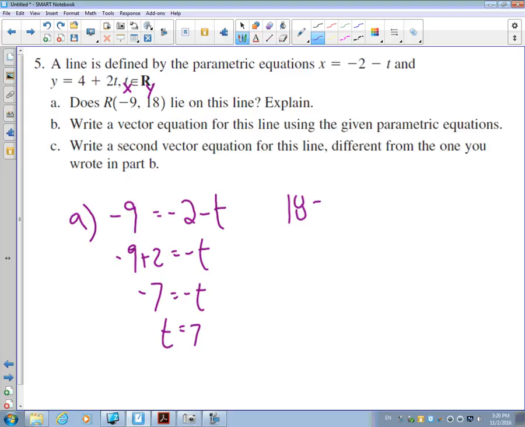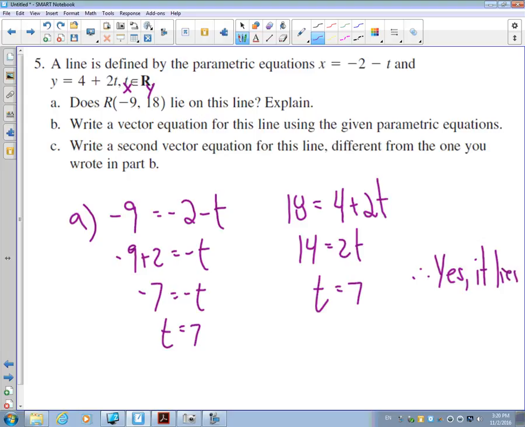Okay, so for the point to be on the line, the same thing has to work for the y's. So if I try that, 18 equals 4 plus 2t, and I get 14 equals 2t, and I get t is 7. So the fact that my parameter was the same for both values, x and y, yes, it lies on the line. Okay, the same parameter, same value for t.